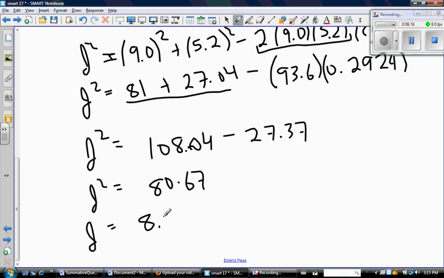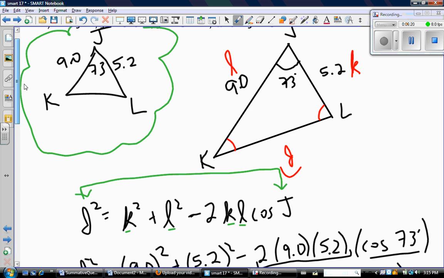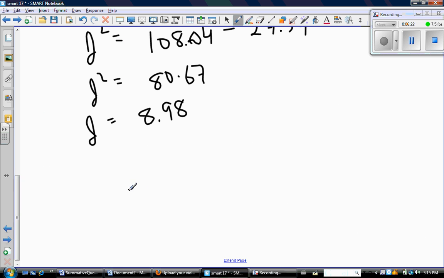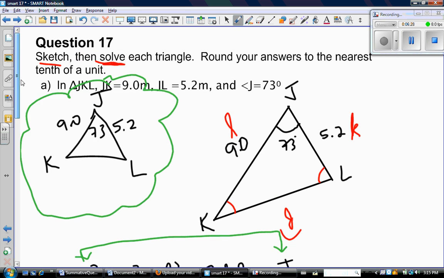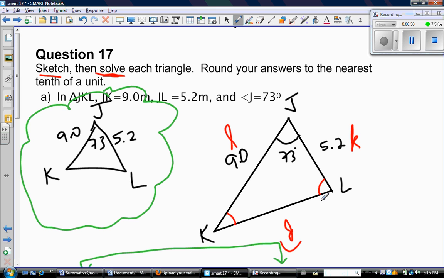Now I'm supposed to round to the nearest tenth, so therefore I would say that J is 9.0 meters in length. Now I'm going to go back to my diagram and make sure that that makes sense, right? Like my diagram, again, not perfect, but reasonable. And does 9 make reasonable sense for the length of this side? Yes, it does. So that's the length of J.